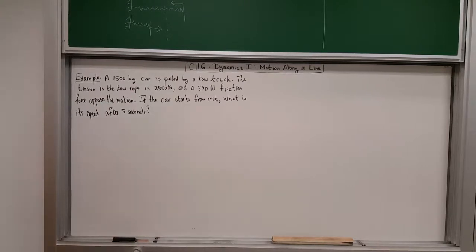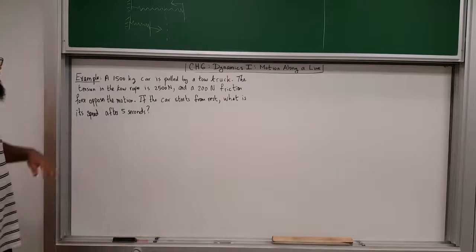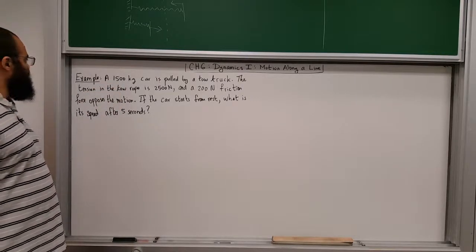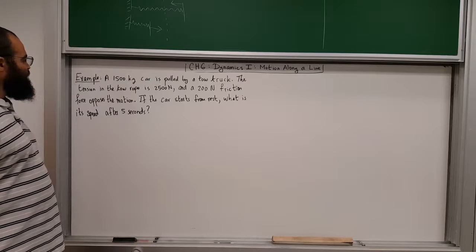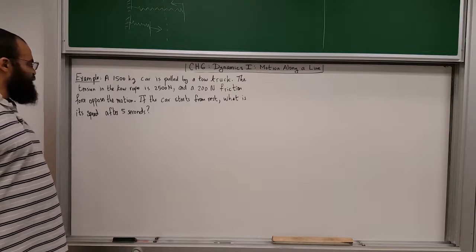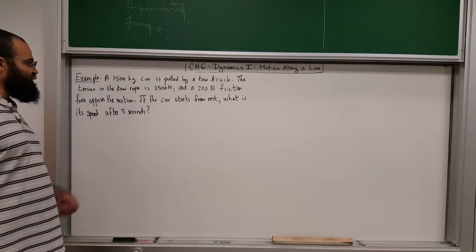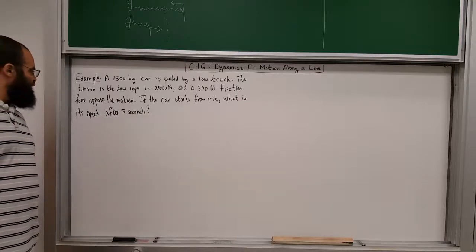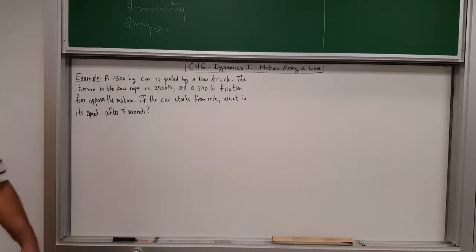All right, so one more tow truck problem here. A 1,500 kilogram car is being pulled by a tow truck. The tension in the rope is 2,500 newtons, and a 200 newton friction force opposes the motion. If the car being towed starts from rest, what is its speed after 5 seconds?